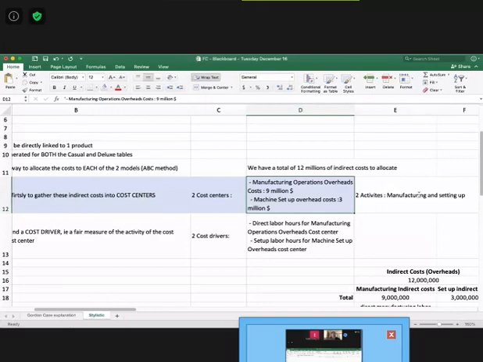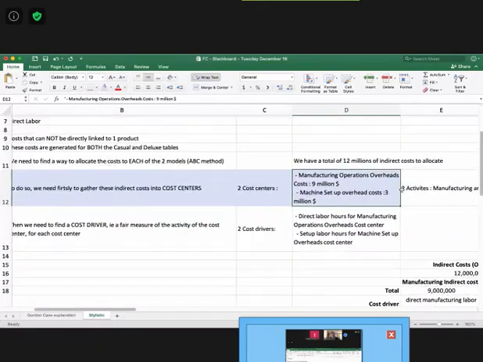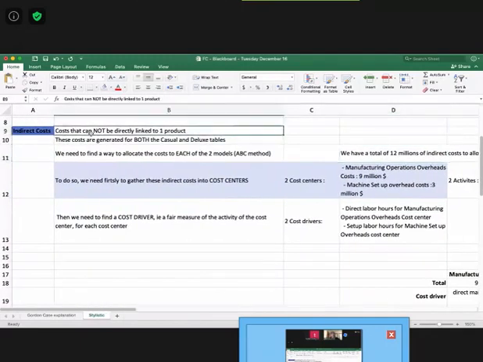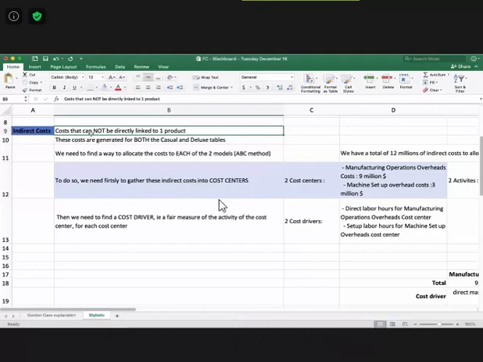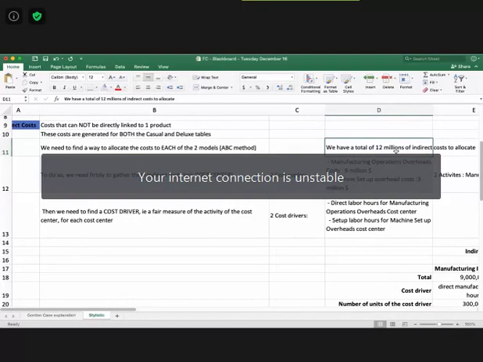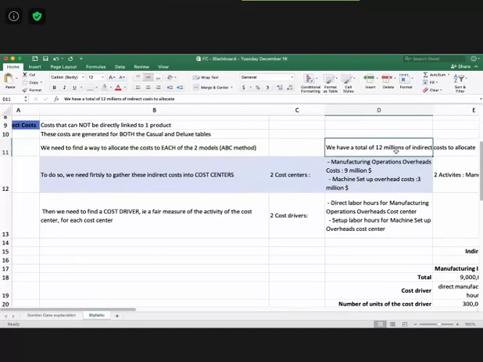Now the question, actually our problem, is that the indirect cost is incurred both for casual and deluxe tables. This means that with the 12 million we have here, we have been making some casual and some deluxe tables, but we don't know how to split the 12 million between the deluxe and the casual. This is our problem.